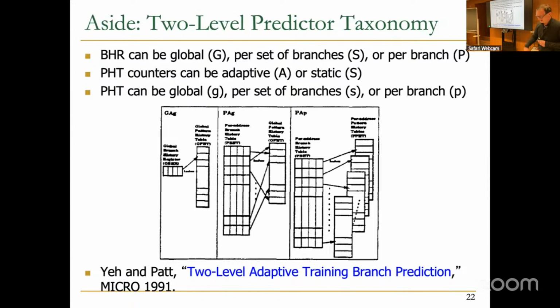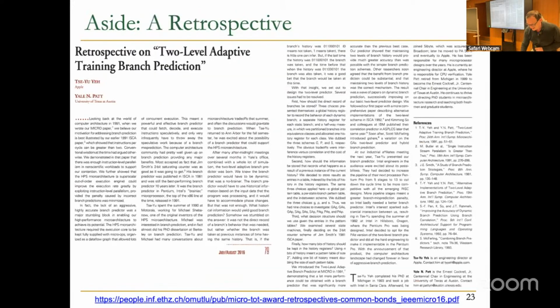Okay. Anyway, you can read more about this, but this is a nice taxonomy. Now you can actually beautifully evaluate all different types of predictors. You have a simulation cluster, and you have your workloads, and you can figure out the branch prediction accuracy for all types of predictors. Okay, and this is a retrospective of that paper. It won the MICRO Test of Time Award. It's essentially implemented in all processors today. I'd recommend reading that. That's the entire retrospective in 2 pages.